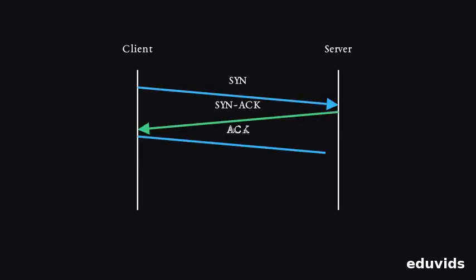Before data flows, both ends exchange 3 short messages called the three-way handshake. Your computer sends a sync segment. The server replies sync ACK. You answer with an ACK. And the logical pipe is open.